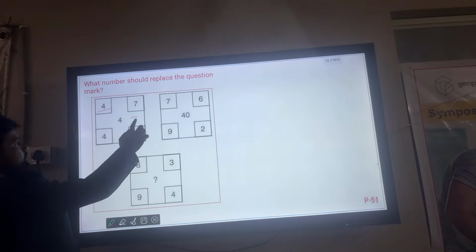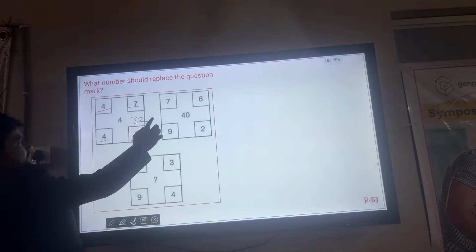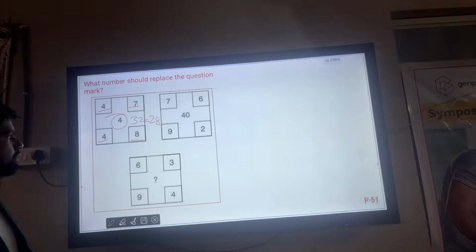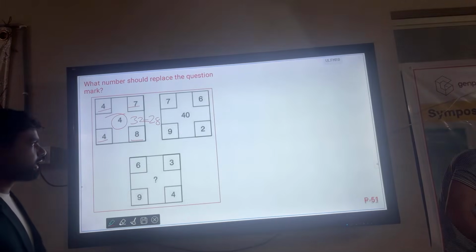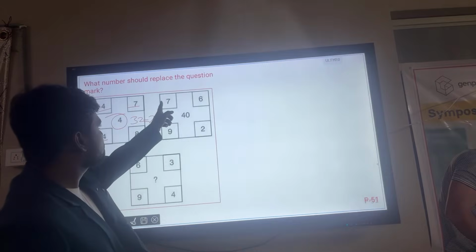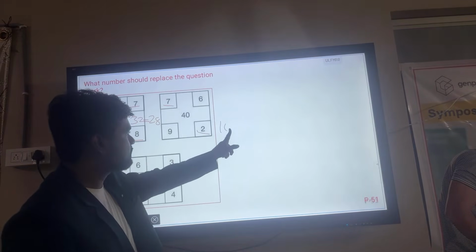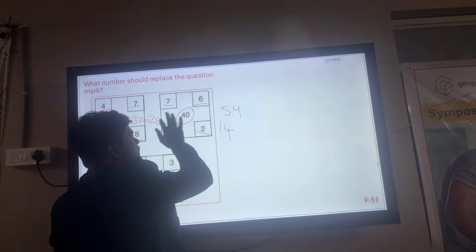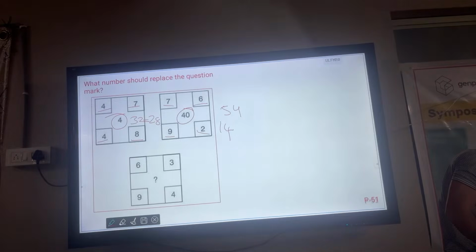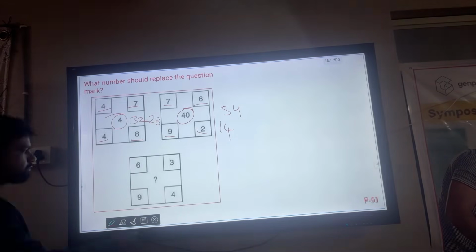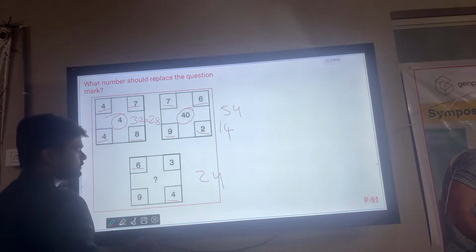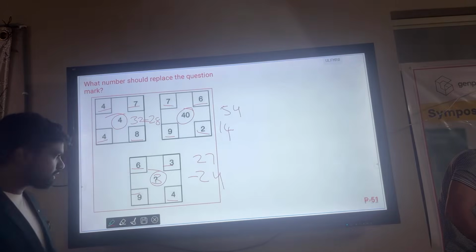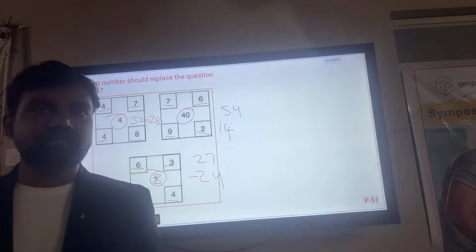Very simple. 4 8s are 32, 4 7s are 28. When you subtract these two, the answer is 4. Next, 7 2s are 14, 9 6s are 54. When you subtract these two values, 40. And 6 4s are 24, 9 3s are 27. When you subtract this, what is the value? 3 is the answer.